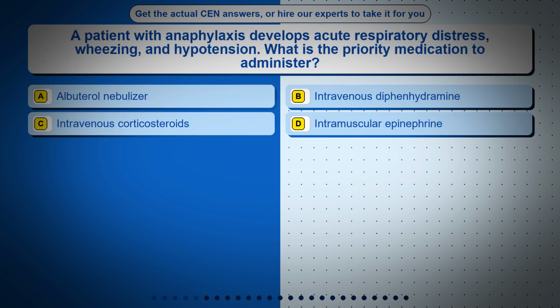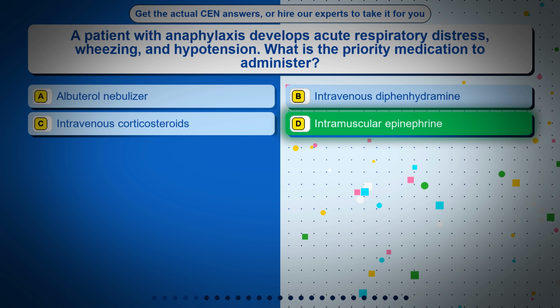Question 5. A patient with anaphylaxis develops acute respiratory distress, wheezing, and hypotension. What is the priority medication to administer? Option A, albuterol nebulizer. Option B, intravenous diphenhydramine. Option C, intravenous corticosteroids. Option D, intramuscular epinephrine. The correct answer is option D, intramuscular epinephrine.